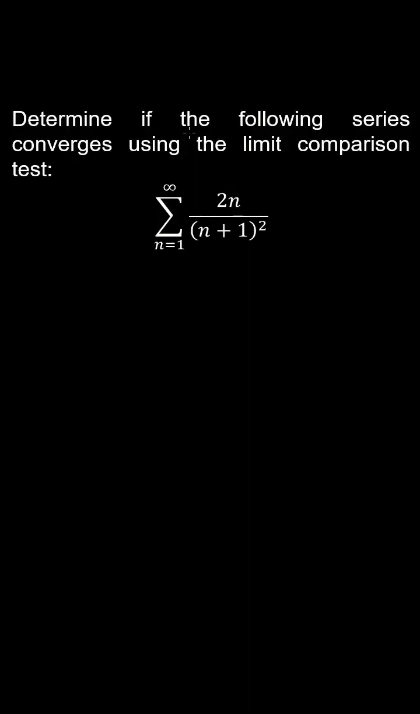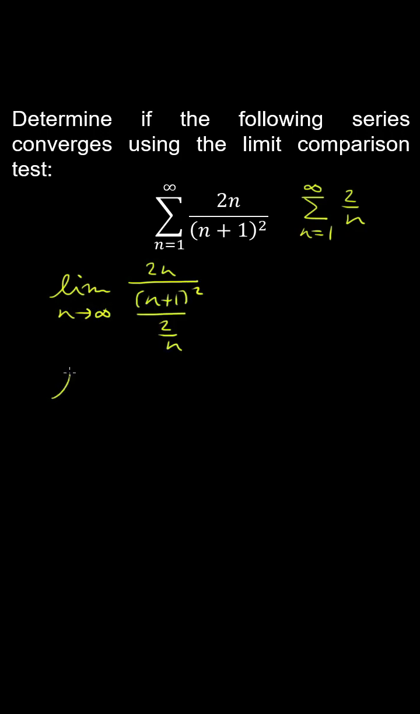Let's check if the following series converges by the limit comparison test. Well, for a large n, n squared in the denominator dominates, so this becomes 2n over n squared, or 2 over n. So we choose this series to compare against. And now we take the limit as n approaches infinity of the ratio of both terms in those series. So using a bit of algebra, this can be written as follows. And this evaluates to 1, which is greater than 0.